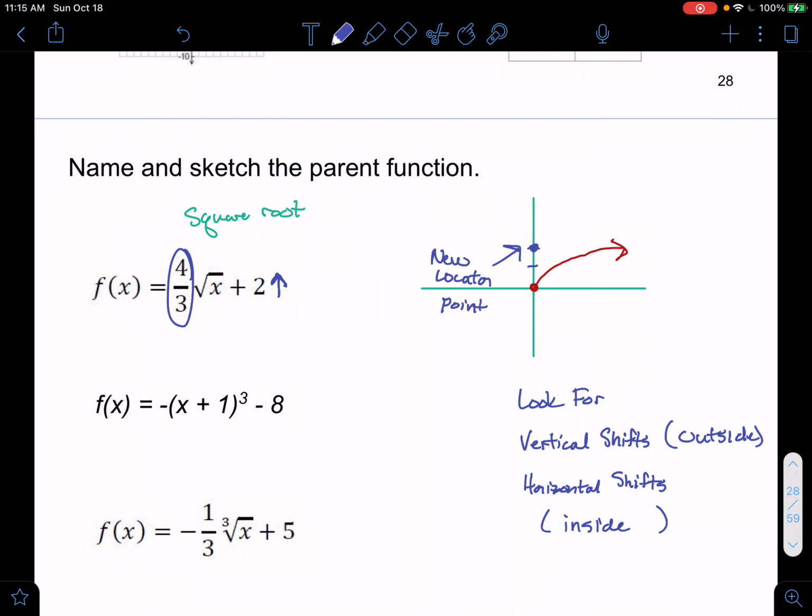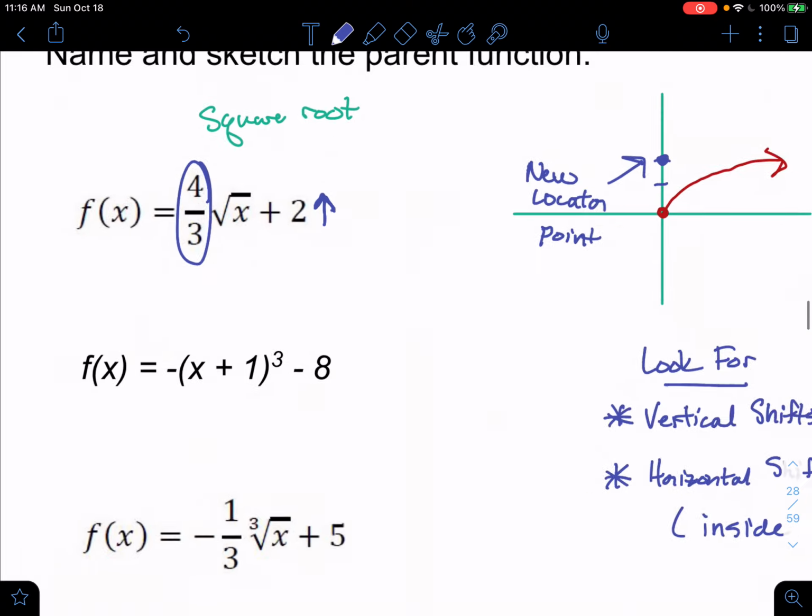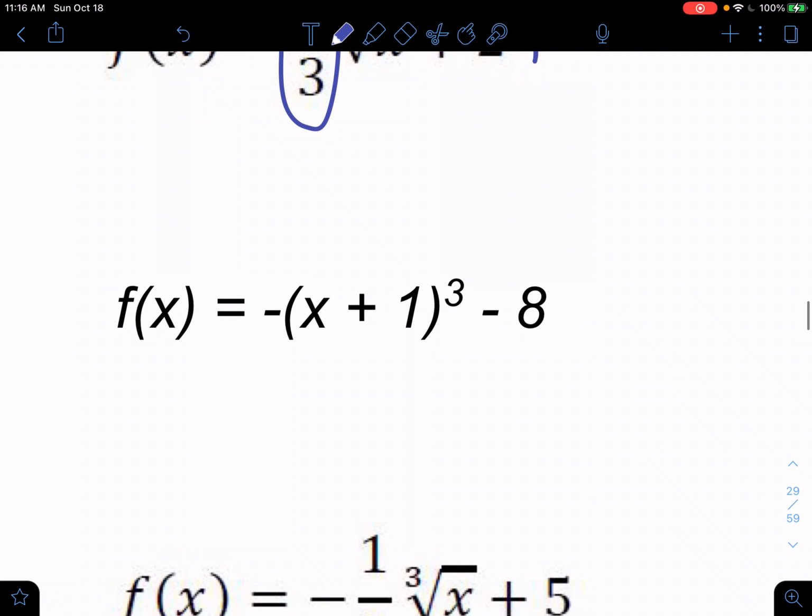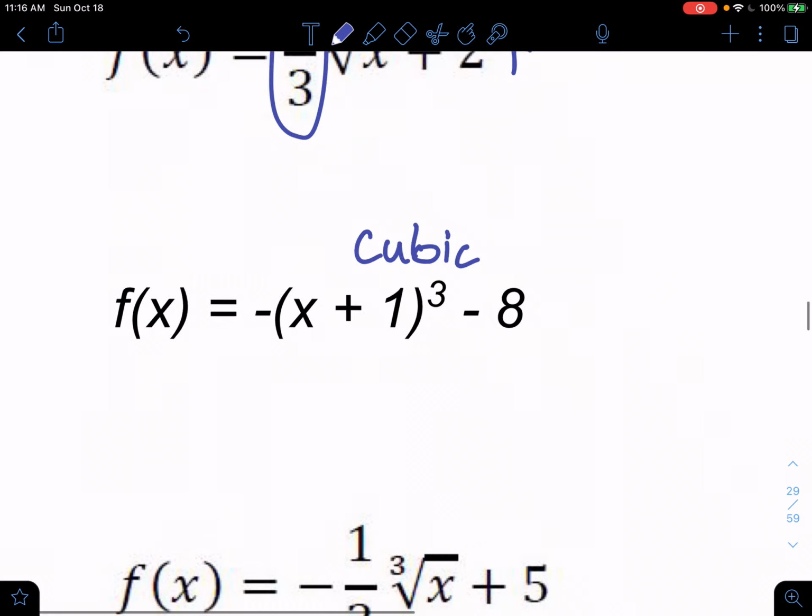And we will dig into these graphs a little bit more here in just a minute. So as we go through, we're going to be looking for vertical shifts. Those are those numbers that are added or subtracted on the outside. And we're also going to look for horizontal shifts. So looking at our next function down here, this one, we can see that we have something that is being cubed. So if we have something that is being cubed, this is going to be known as a cubic function.